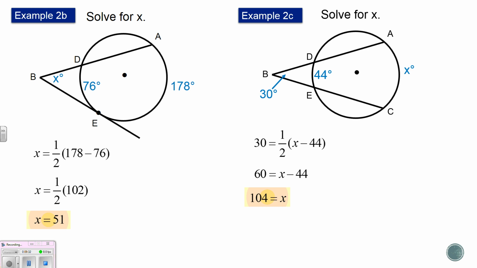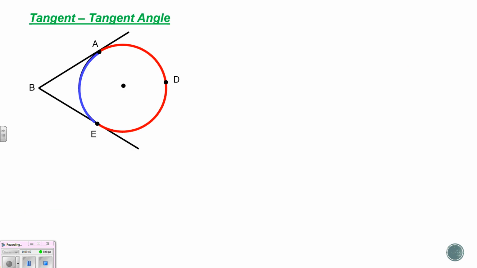Okay, now we're ready to talk about the last angle that's outside of the circle, which is the tangent-tangent angle. Now the tangent-tangent angle has the 2 arcs, once again, the big red arc and the little blue arc, but both of those arcs share these points of tangency. So you kind of have to be careful when you're looking at it to read off the correct arc measures. So angle B is the same relationship, half of the big arc minus the little arc.